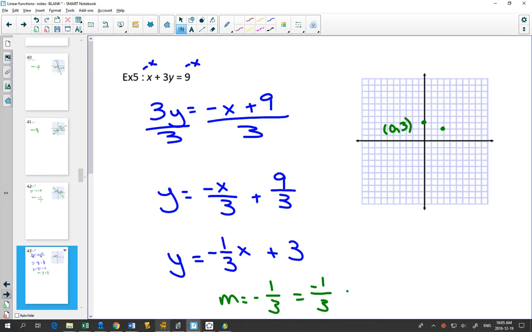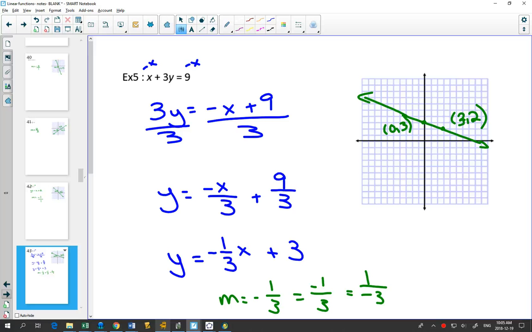If I put the negative with the 3, that would mean I would go up 1, back 3. Still ends up with points on my line. So another point on my line happens to be (3, 2). Draw the line through those points. And we've drawn it using y equals mx plus b.